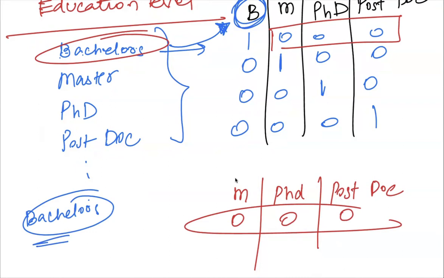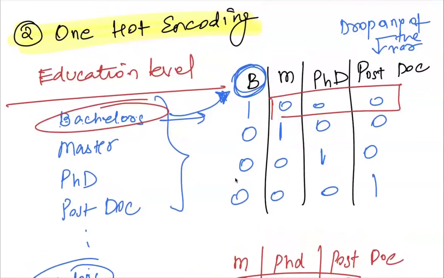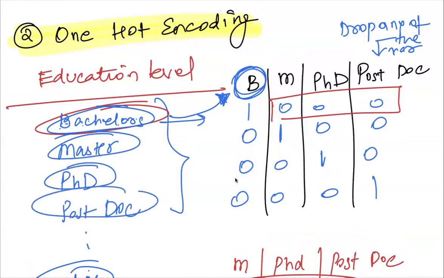So did you all understand the one hot encoding? What you have to do in one hot encoding is, for each different category, you'll have different columns, and then in the end you just drop one column. Okay, is this clear? Please tell, is this clear?